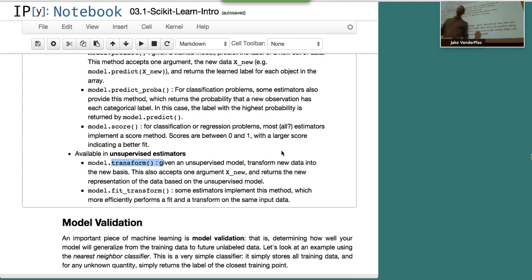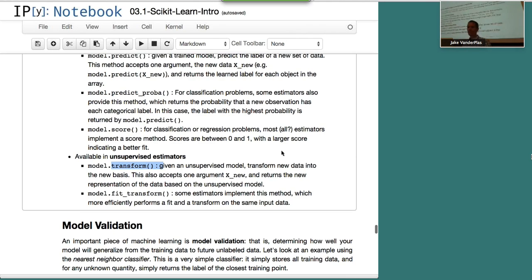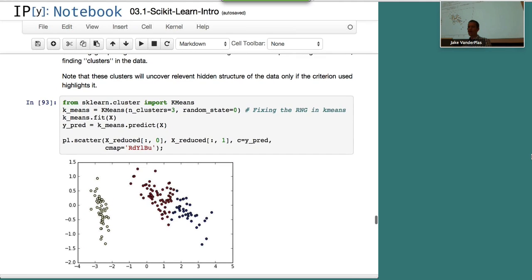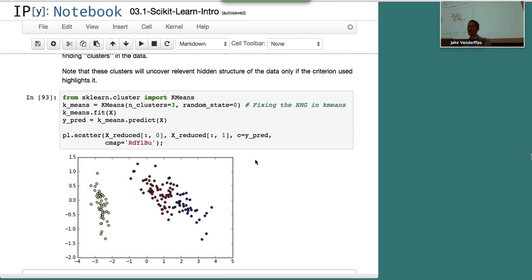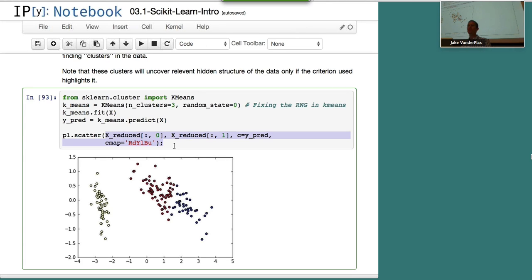Yeah? In the K-means example, you plot X_reduced against X_reduced, but X_reduced was produced using PCA. Am I missing something? Yeah, that's a good point. Here I plotted the X_reduced, mainly because I don't have a 4-dimensional plotting package. We're training on the X data, so K-means knows about the whole thing, but just to visualize the result, we're using the reduced data.